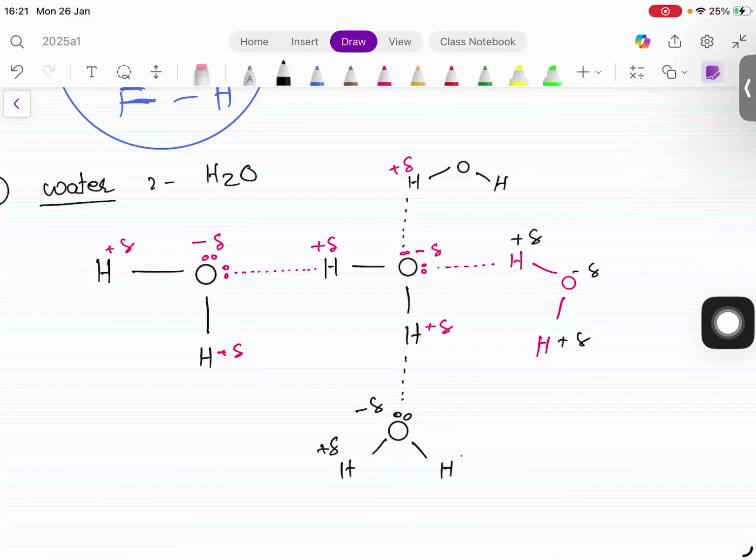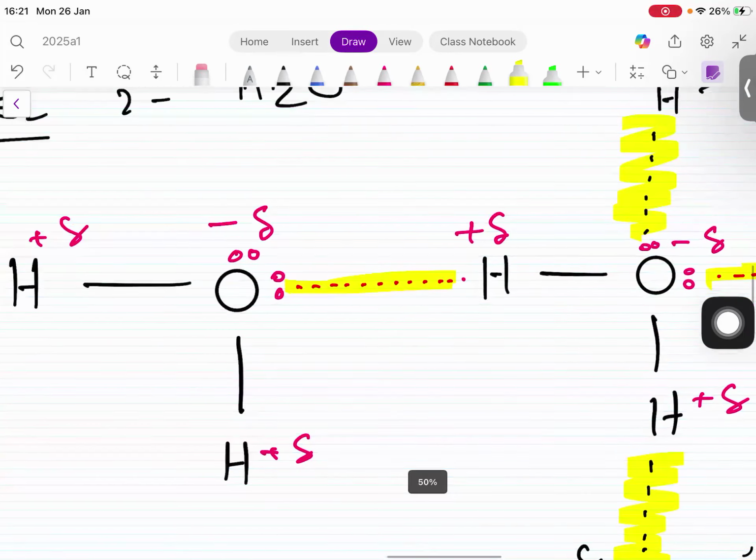When the examiner asks you, you have to show just one side, but I'm showing all the sides just to make you understand that one water molecule can make hydrogen bonds like this. All sides. Okay, but once the examiner asks you, you just have to draw this part only. Okay?